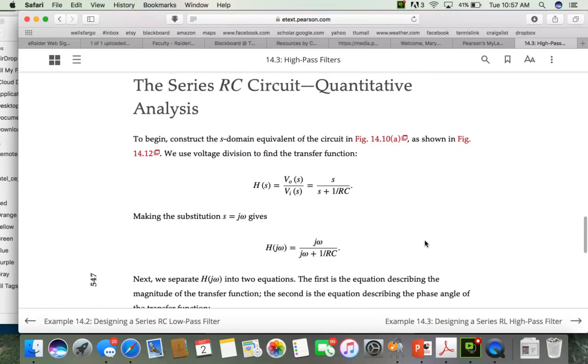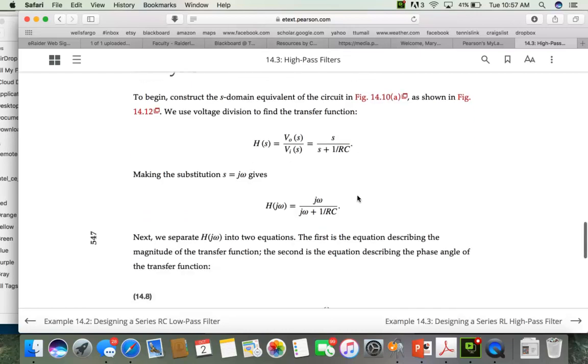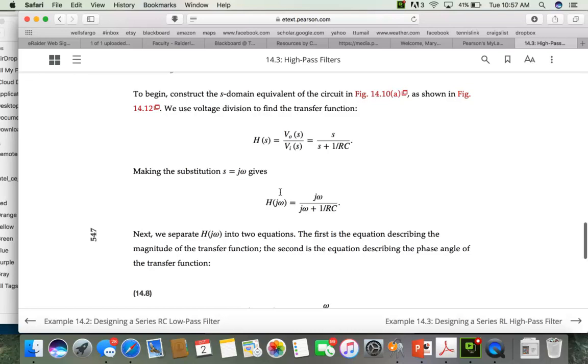So if you do the same kind of analysis that we did both in class as well as in the first lecture on low pass filters, you'll see that you come up with a transfer function. H of s is s over s plus 1 over RC. We now follow our standard procedure of substituting j omega for s, and we get this expression shown right here for H of j omega. And now, because this is complex, remember that H can be separated into two different equations, one for the magnitude and one for the phase.